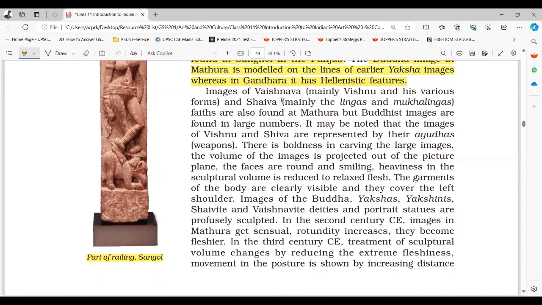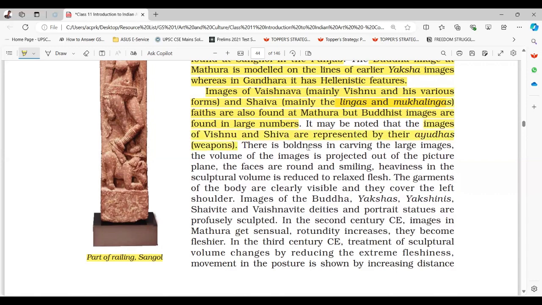Images of Vaishnava, mainly Vishnu and his various forms, and Shaiva, mainly the Lingas and Mukhalingas, faiths are also found at Mathura, but Buddhist images are found in large numbers. It may be noted that the images of Vishnu and Shiva are represented by their ayudhas, weapons.